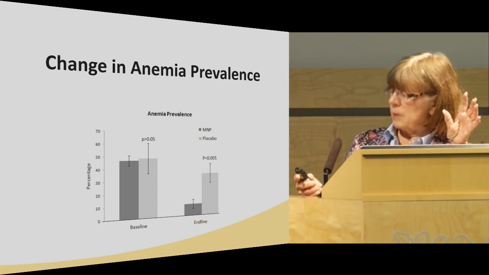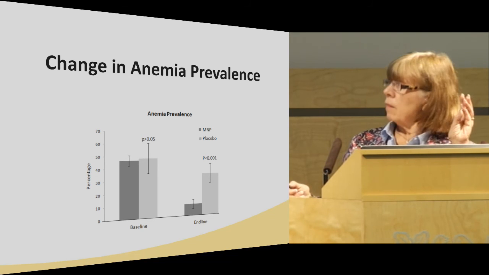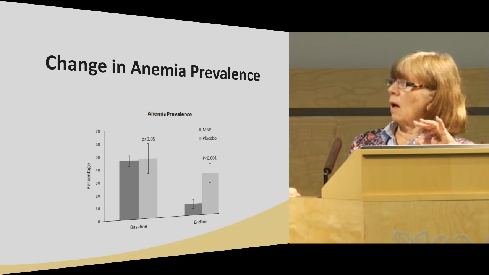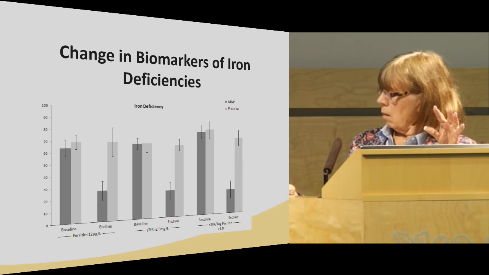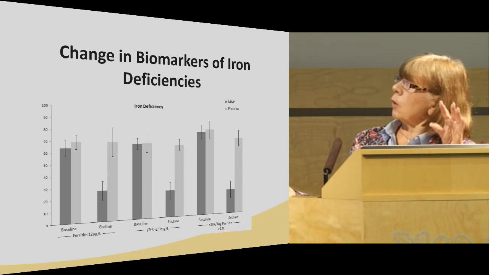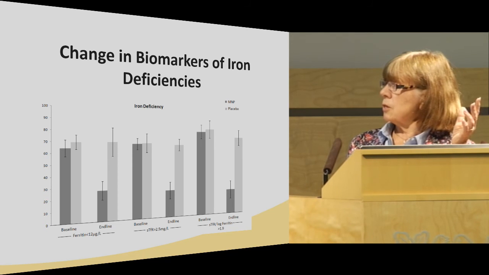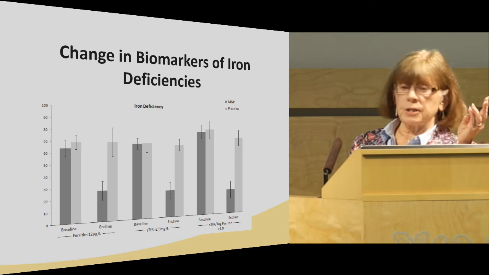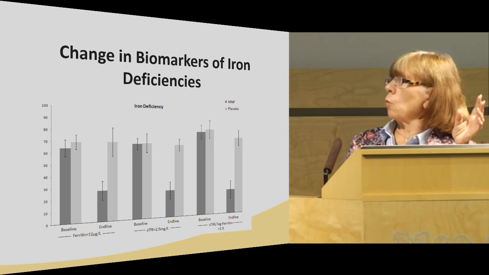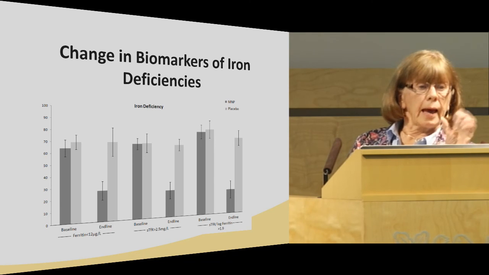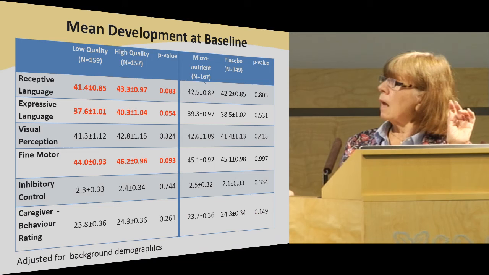So when we look at what happened in anemia prevalence, we see a dramatic decline. Their rates of anemia declined from almost 50% down to under 10%. If we look at the change in the biomarkers of iron deficiency, again, you can see dramatic changes in ferritin, in transferrin receptor, and in the transferrin receptor log ferritin ratio. So certainly they got the micronutrients and had a dramatic change in their micronutrient status.